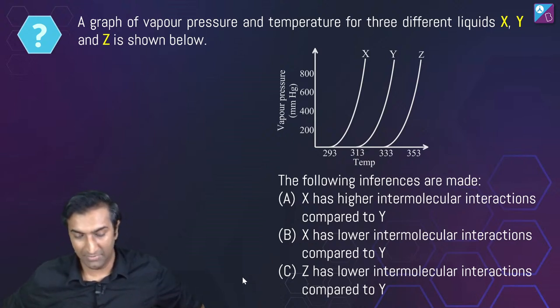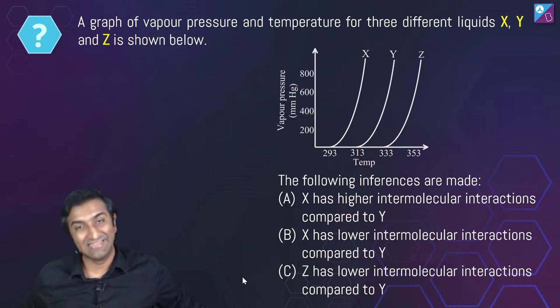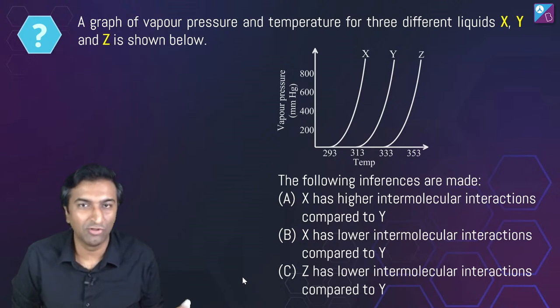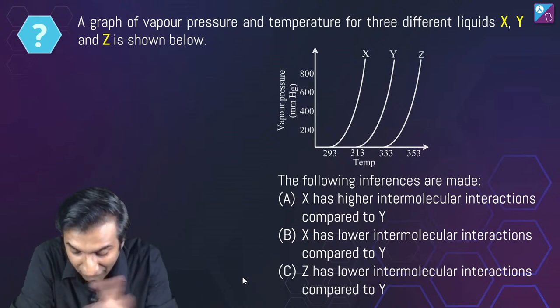Yeah. Badiya sawal. A graph of vapor pressure and temperature for three different liquids, X, Y, and Z, are shown below. The following inferences are made. X, Y, and Z. Sorry. American aadat hogi Z bolne ki. Z TV to koi bolta nahi, sab log Z TV bolte hain. Yahan pe bhi hum log Z bolenge.